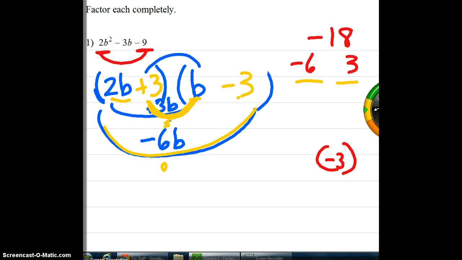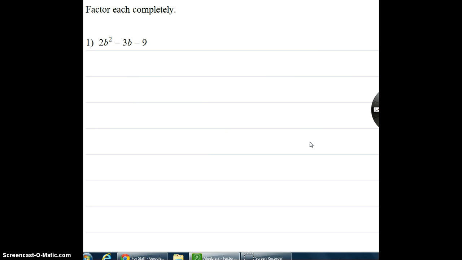I know I did a lot of explanation here. Let's do another example. So hit pause, and then I'll do another example.